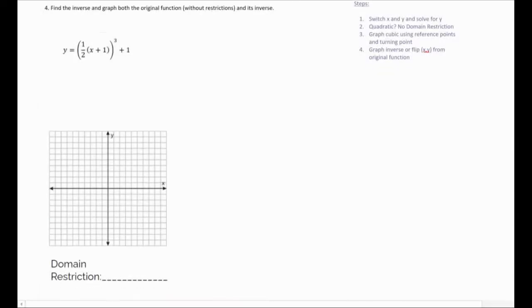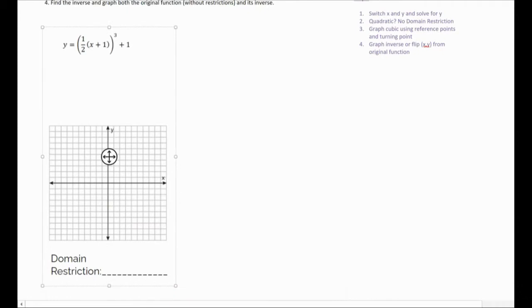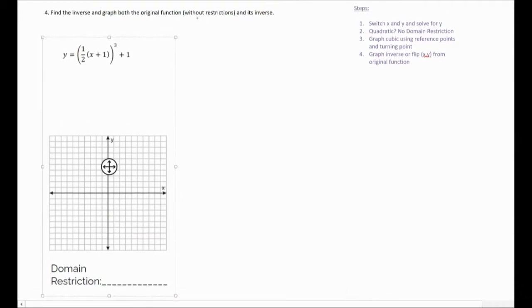You were asked to find the inverse and graph both the original function without restrictions and its inverse. So to start us off here, what we're going to do is find the inverse by flipping the x and the y values. So x equals 1/2 times y plus 1 to the power of 3. And we're working from the outside in, so subtracting 1 from both sides.